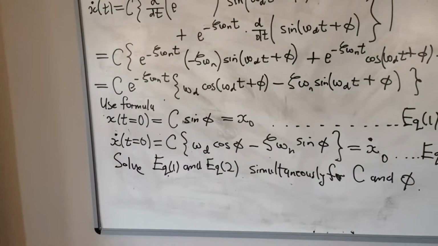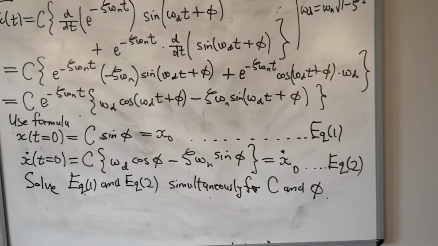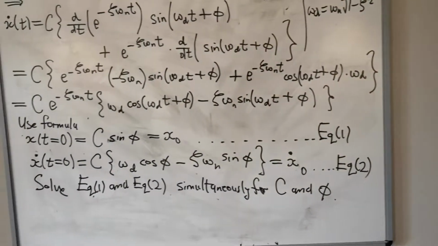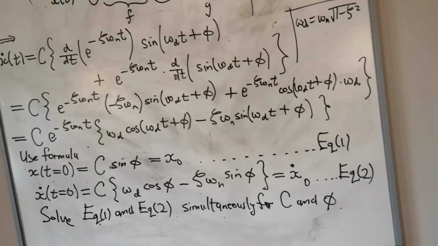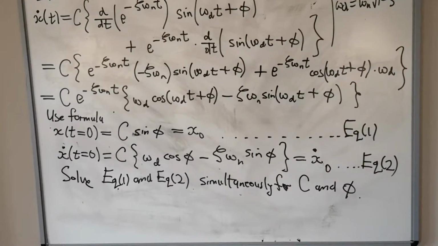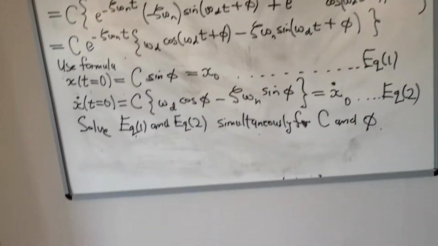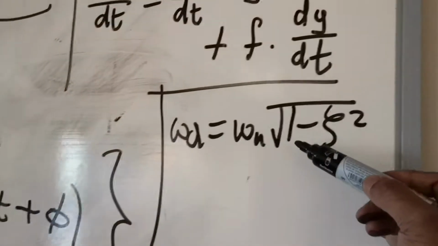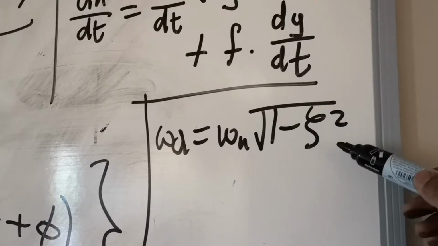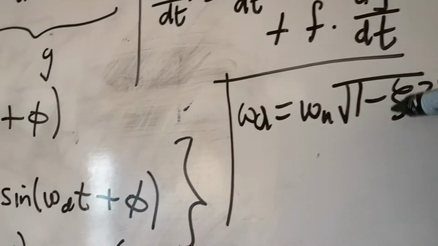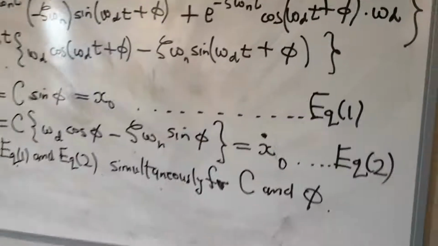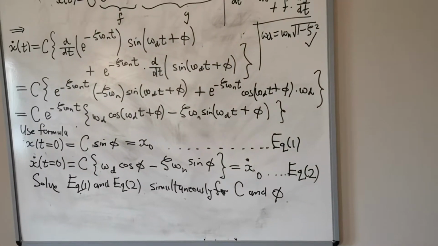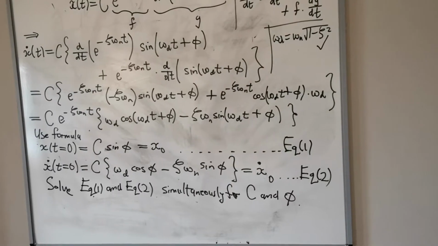So what happens at the end of the day? We have 2 equations in terms of 2 unknowns. We've got equation 1 in terms of c and phi equal to something known, and equation 2 in terms of c and phi. Omega d is already known because we've already worked it out over here. We know omega n and zeta, so we already know what omega d is. So we have these 2 equations with 2 unknowns. We solve them simultaneously, and we'll do that in the next video.